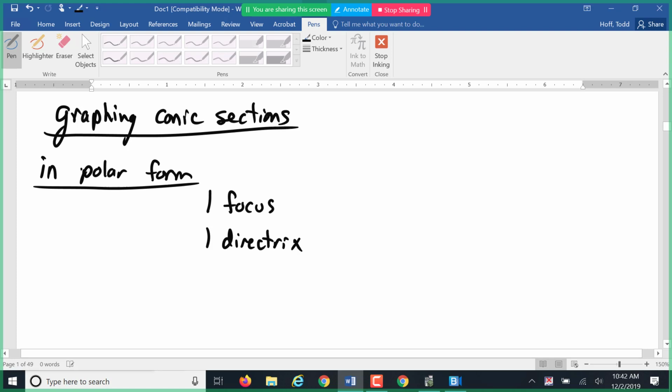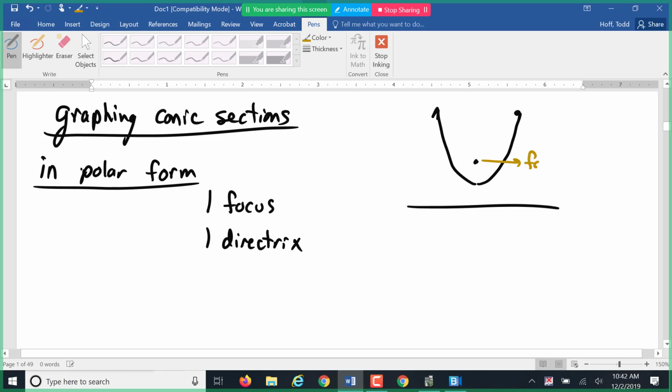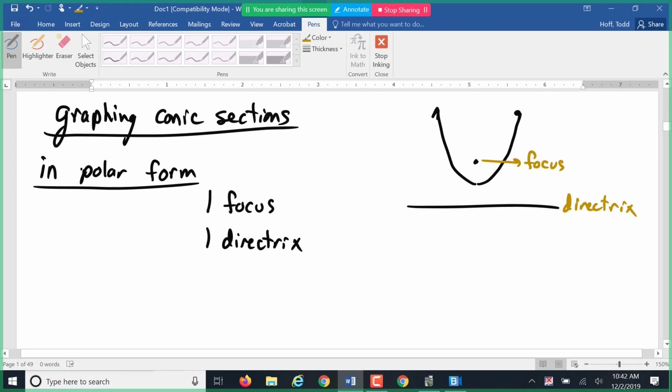Like I said, in standard form, we were used to using the focus and the directrix for a parabola. You had the directrix here, the focus here, the parabola opened away from that directrix. But in polar form, all of our conic sections have a directrix and a focus. Let's just use this picture here.